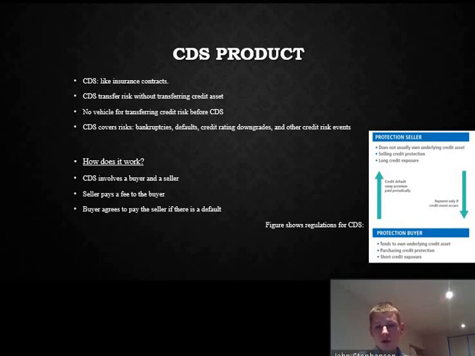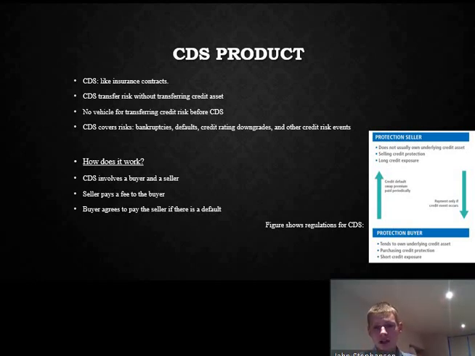So how does it work? CDS has two parties, the buyer and the seller. Essentially, one party sells the risk and the other buys the risk. The seller who owns the underlying credit asset pays a periodic fee to the buyer, and then the risk buyer in return agrees to pay a specific amount to the seller if there was a default or a credit event.